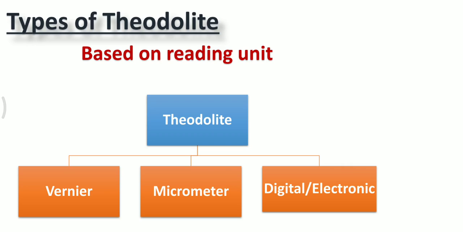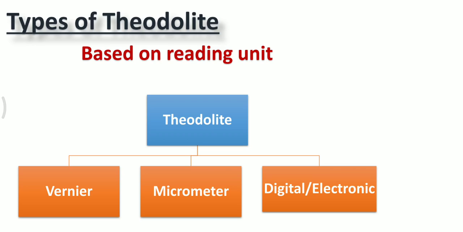Next one, that is the micrometer theodolite. Micrometer theodolite is used for taking the observation of horizontal angle and vertical angle. A micrometer system is provided, and with the help of this micrometer system we can measure the horizontal angle and vertical angle very accurately. Next classification: the digital theodolite and electronic theodolite.